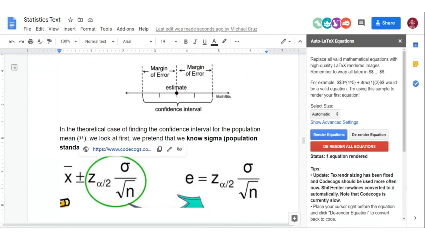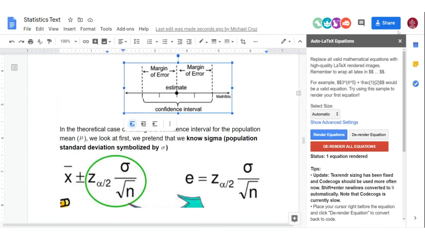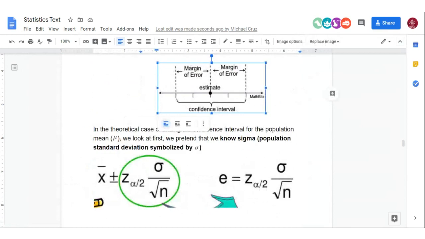So there's your mu. Okay, that's what we're trying to estimate. But since we don't know what that is, we're just going to have to use X bar to do it.